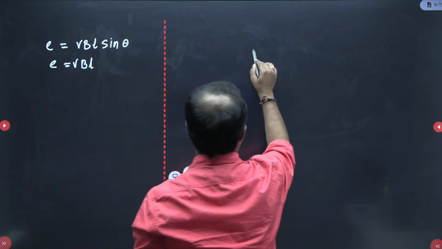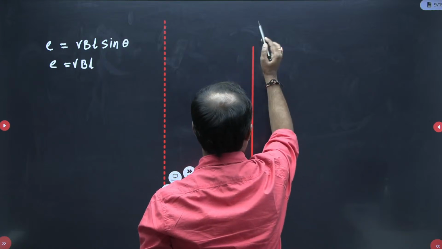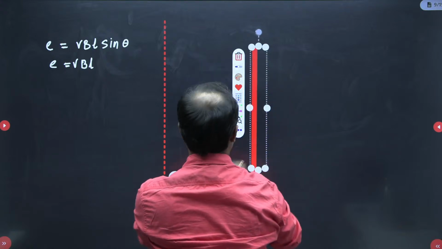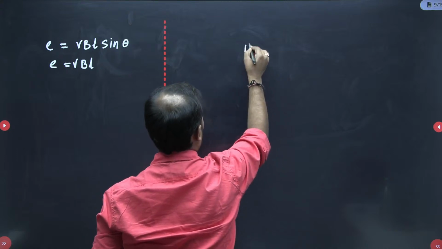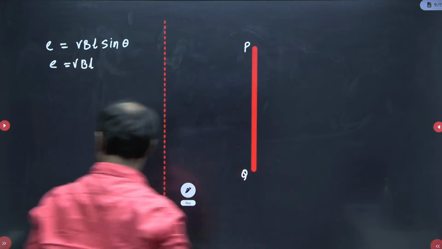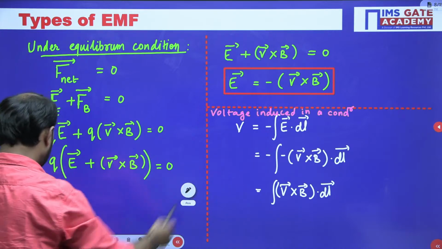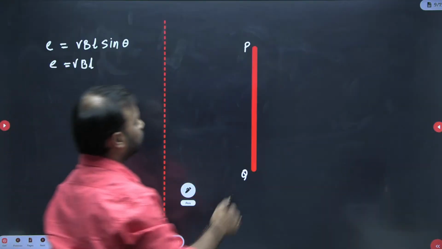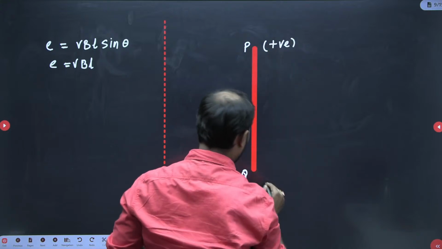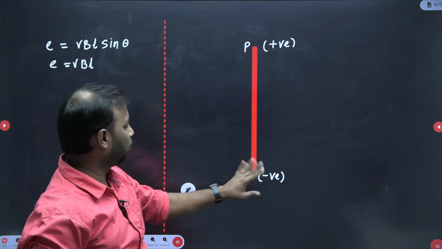So suppose this is your conductor which we had taken. So this was your P and this was your Q. So this EMF expression will tell you that positive polarity will come here and negative polarity will come here. Means P will be positive and Q will be negative.